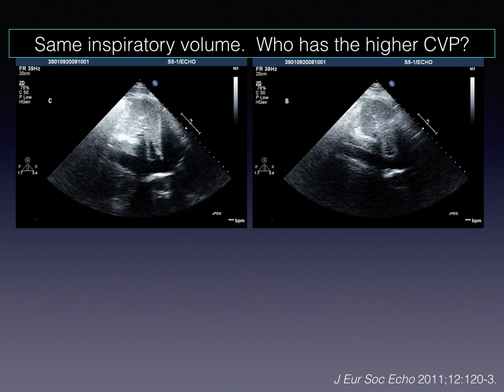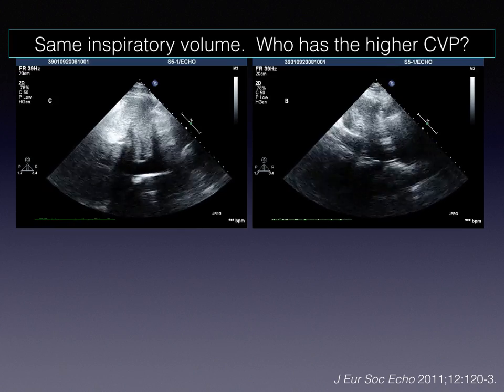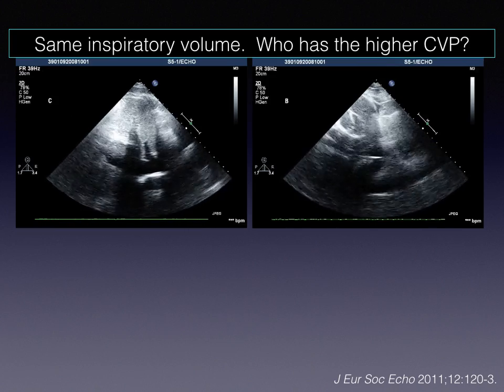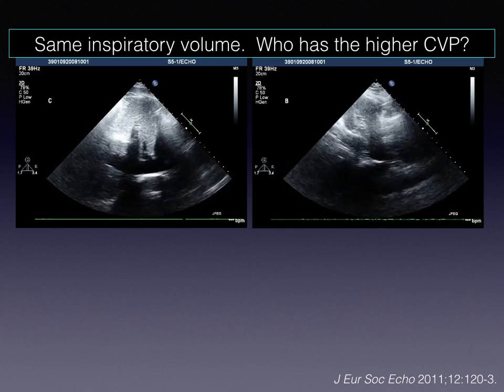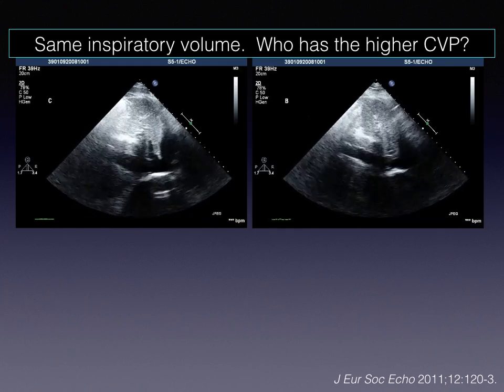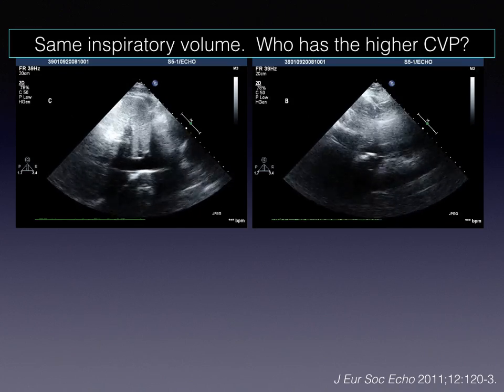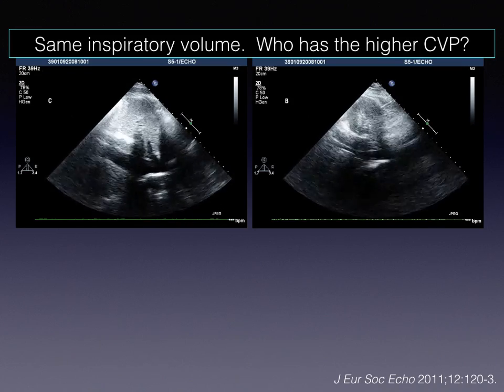Now here are some pitfalls, or some curiosities, I should say, in regards to the way the IVC behaves. So first, let me show you two cases and ask you a simple question. This is the same inspiratory volume. Which patient has the higher IVC, higher CVP? One would guess the one on the left, right? Because with breathing the same inspiratory volume, on the left the IVC does not show much variation.